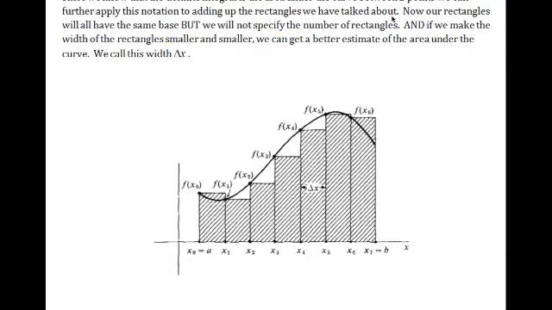Now, for this explanation, our rectangles will all have the same base, but we will not specify the number of rectangles. And what I'm going to do is make the width of those rectangles smaller and smaller. Think about that, smaller and smaller, so small. Yeah, you know where I'm going with that. We're going to make them smaller and smaller so that as they get smaller, we're going to get a better estimate of the area under the curve. We're going to call the width delta x.